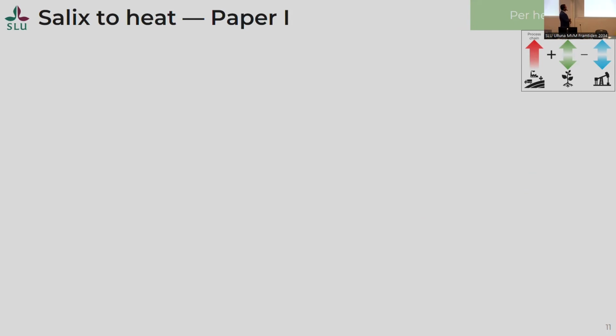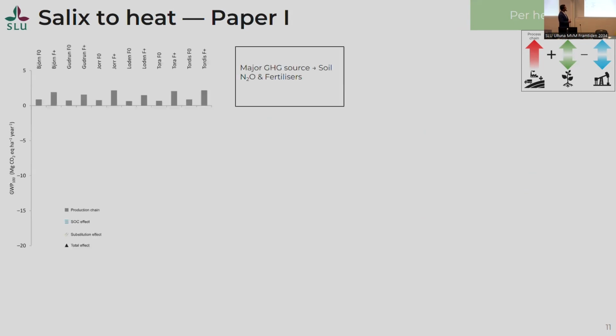So the first conversion process was producing heat from Salix, and looking at the functional unit of per hectare of land, we saw that what was obvious was that, yes, if we use fertilizers, it has a greater impact on the climate from the production phase. Because using fertilizers means that we need to produce these fertilizers, we need to spread these fertilizers, and also they lead to more emissions from the soil.